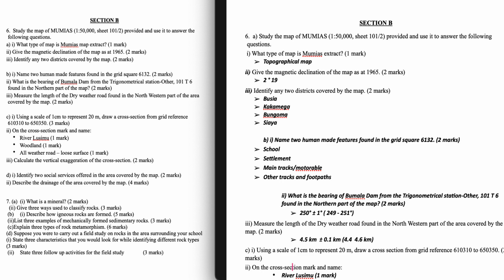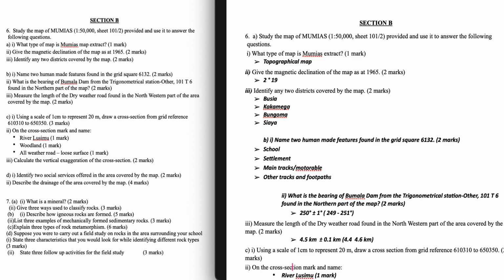Question 6A1. What type of map is the Mumias map extract? Topographical map. Question 2. Give the magnetic declination of the map in 1965. Question 3. Identify any two districts covered by the map. Busia district, Kakamega, Bungoma, Siaya.